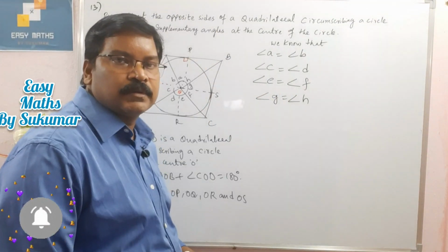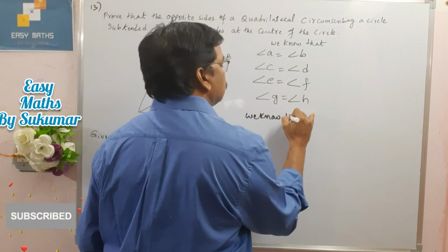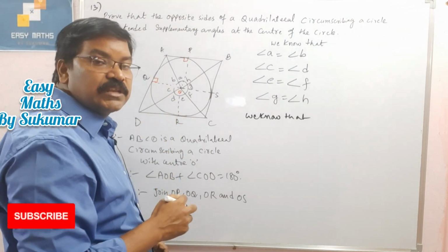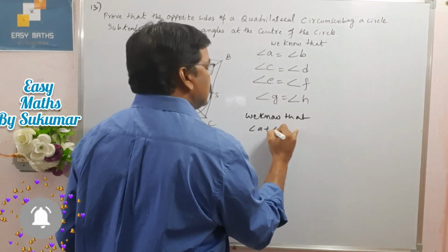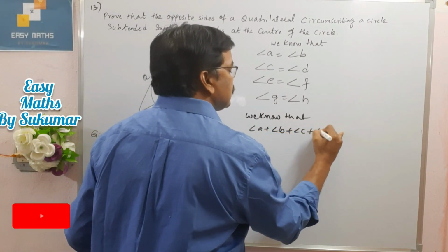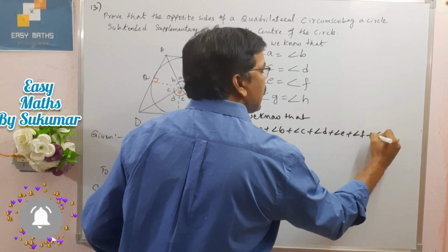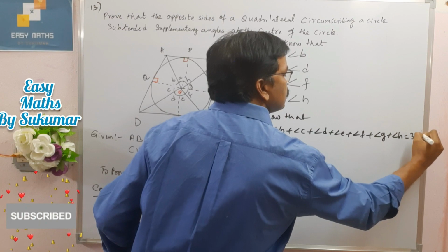But we know that the sum of all these angles at the center is 360 degrees. That is a circular angle. That means angle A plus angle B plus angle C plus angle D plus angle E plus angle F plus angle G plus angle H is equal to 360 degrees.